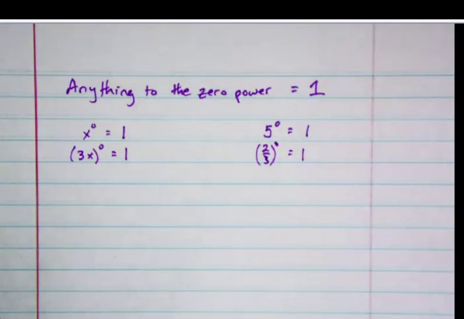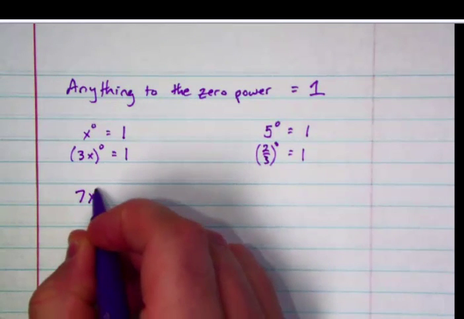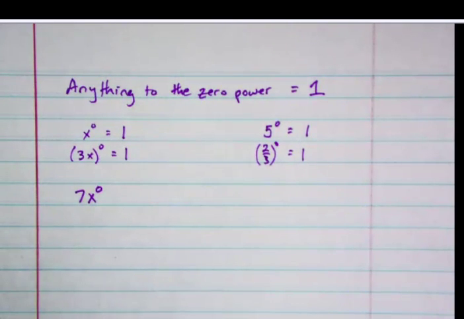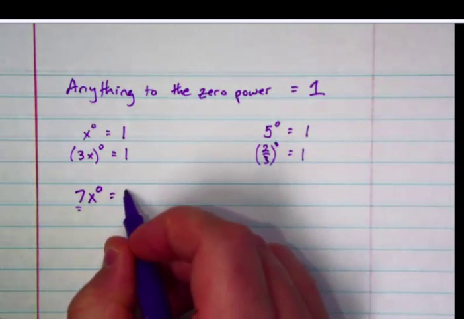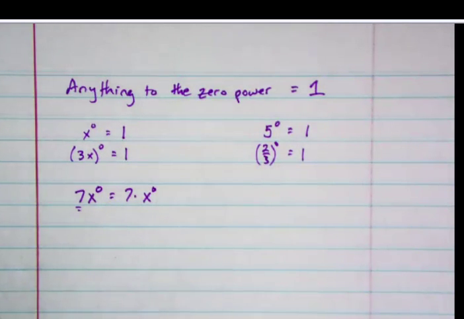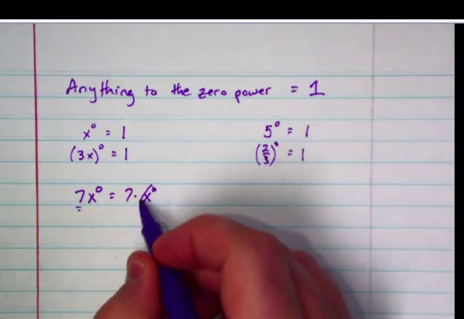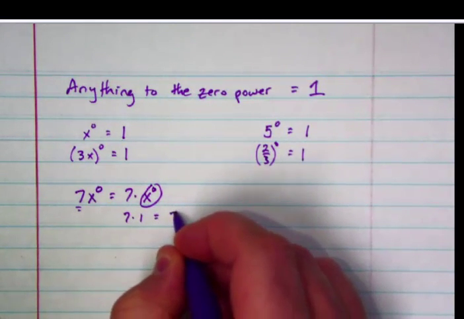The only time this is different is when you look at something like 7x to the 0 power. Because now, unlike the previous examples, the base is just x. 7 is now the coefficient. So this is really equal to 7 times x to the 0 power. Think about what we have before. X to the 0 power is really just 1. So we have 7 times 1, which is 7.